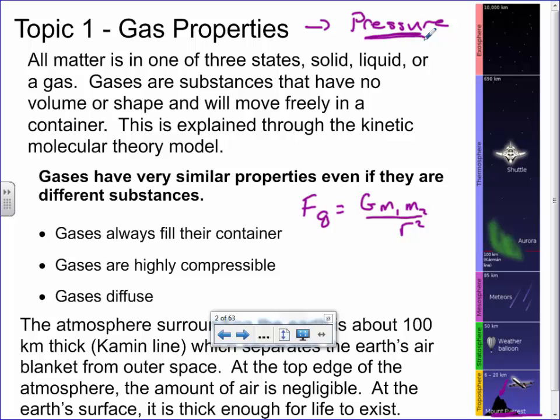All right, anyways, let me move on. Otherwise, I won't finish today. I need you guys to know some properties of gases. And so here are three pretty big ones. Gases always fill their containers, they're compressible, and they diffuse. Let's talk them through one at a time.